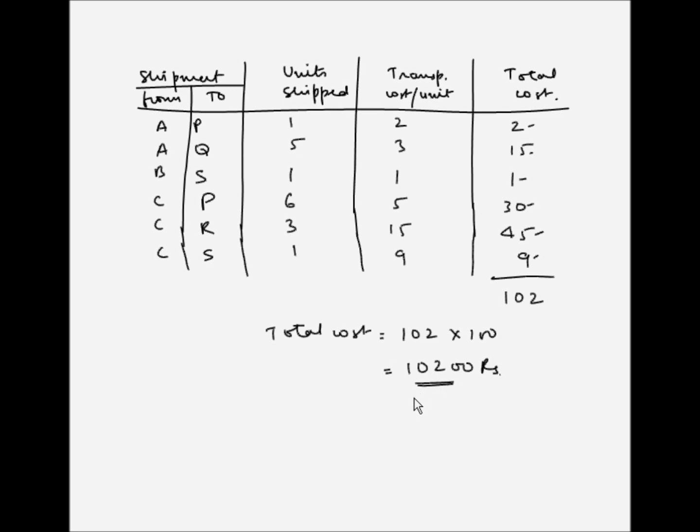Now using the least cost method, for the same example, we had arrived at a total cost of 11,200 rupees, whereas with the northwest corner method we had arrived at a total cost of 11,600 rupees. So here you can see how Vogel's approximation method can help minimize the total cost of a transportation problem.